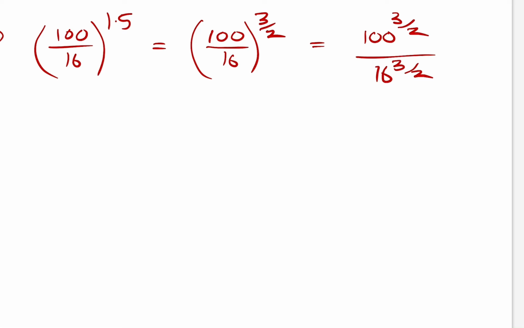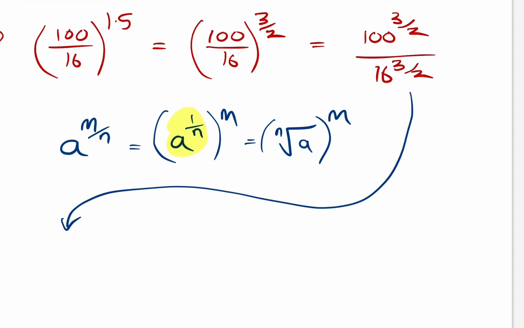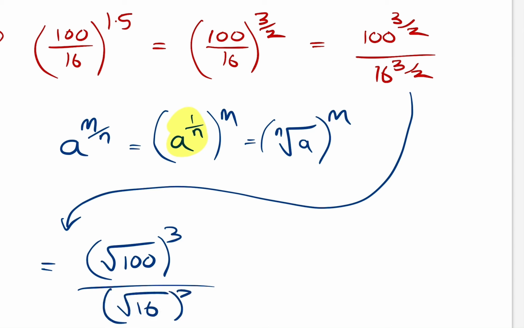So if we have a raised to the power of m over n, we can first change it to a to the power of 1 over n, all to the power of m. And a to the power of 1 over n, well, that is to do with roots. So this is the nth root of a, all to the power of m. And the same thing is going to happen with this. So what we're going to get is the square root of 100 to the power of 3 divided by the square root of 16 also to the power of 3.